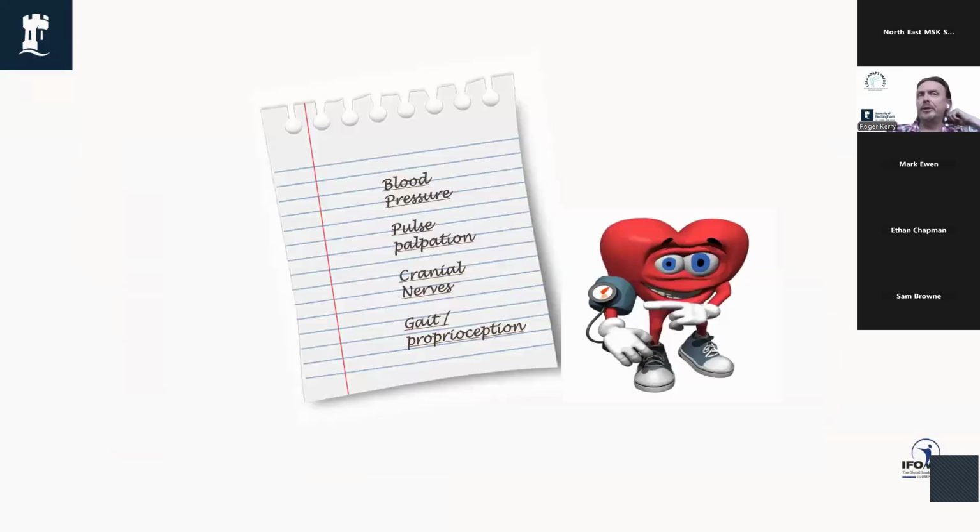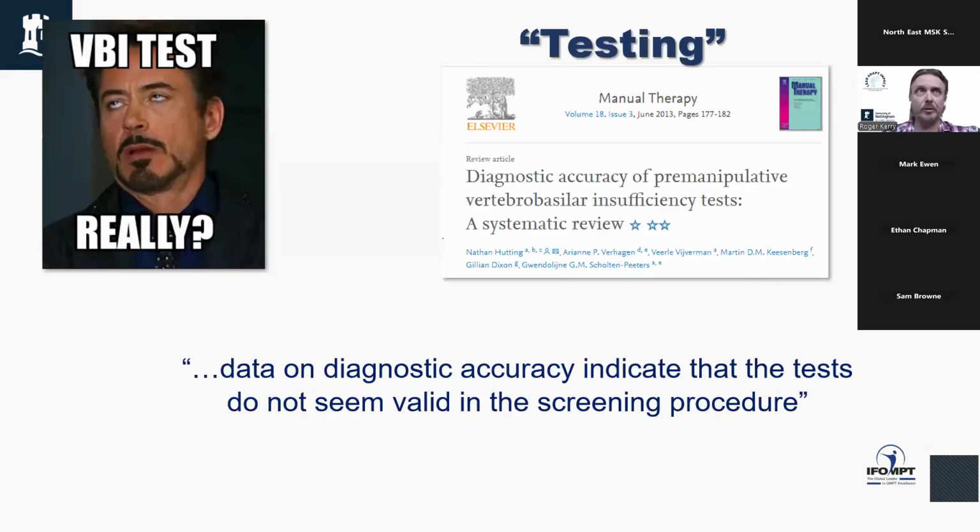Physical examination. There's an infographic there for it. This is a simplified way. The IFOMPT document explicitly states not to do a VBI test, a functional positional test. We know it's got data behind it, and we know it's got poor diagnostic utility. But blood pressure, pulse palpation of the carotid artery, cranial nerve examination, and lots of coordination, proprioception, and gait testing will give you a broad picture of whether something's wrong here or not.